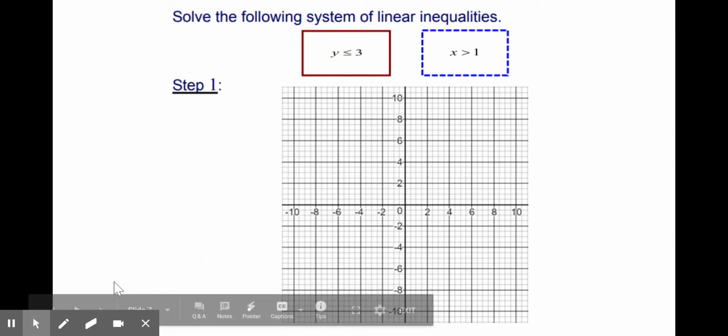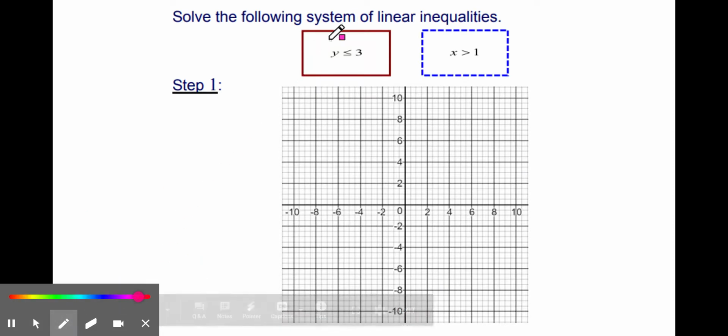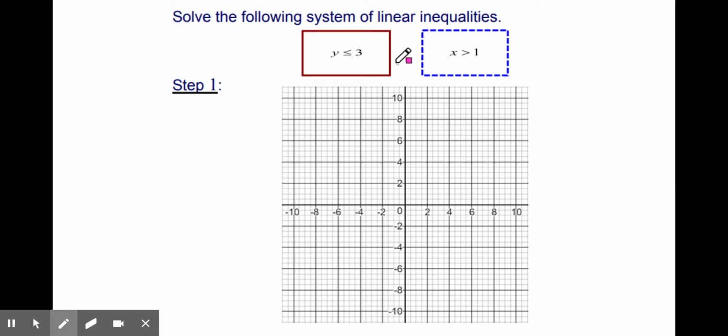Here we go. Here's the first one. I want you to solve. Okay, y is less than or equal to 3, and x is greater than 1. So y is less than or equal to 3 is going to go through the 3. It's going to be a solid line. All right, so it's going to go halfway between the 2 and the 4. Okay, remember it's going to be horizontal. It's got to go through the y-axis. Here's my y-axis. It's got to go through it.